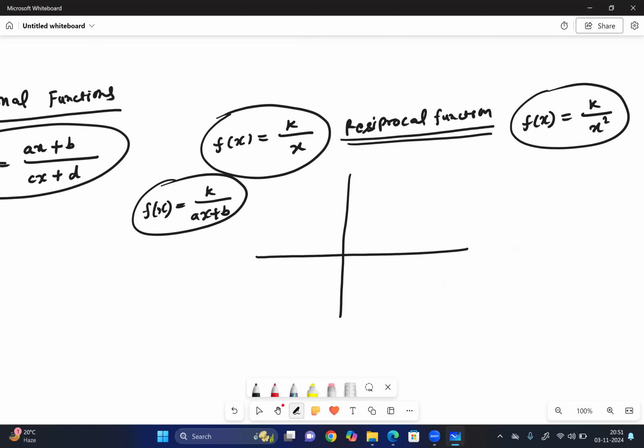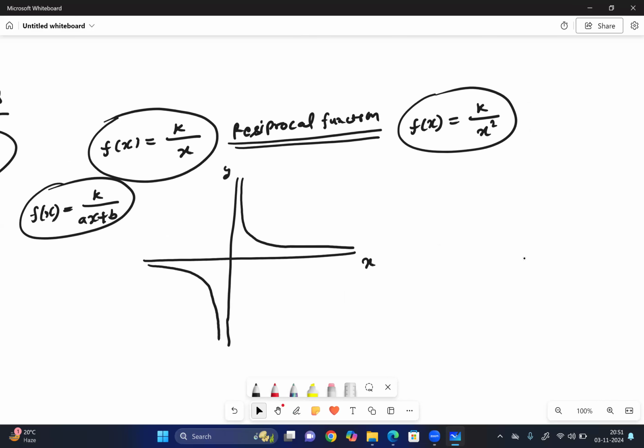And generally they have the x-axis and y-axis as asymptotes when it is like k upon x or k upon x square. K upon x square is something like this form, right? This is k upon x square, and the previous one is k upon x, the one to the left.